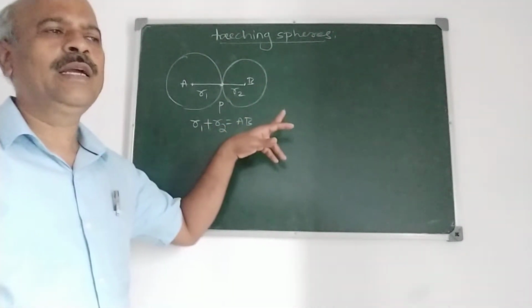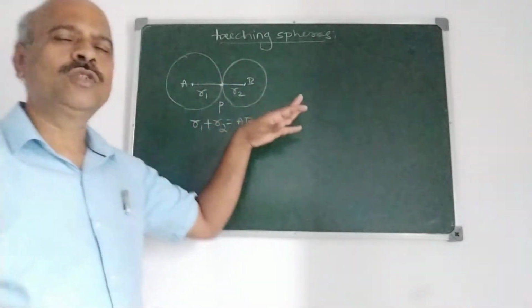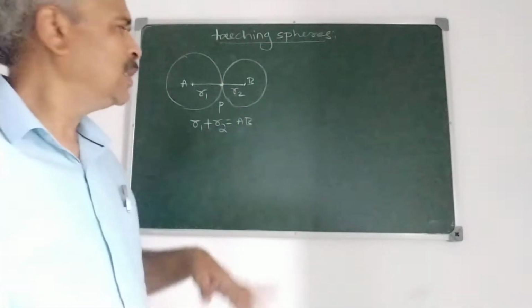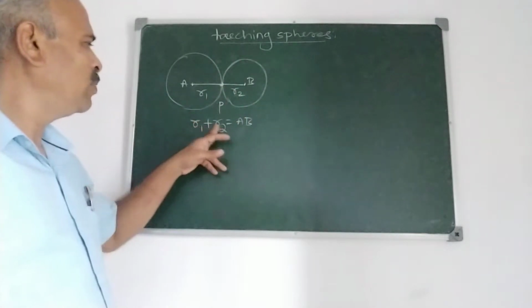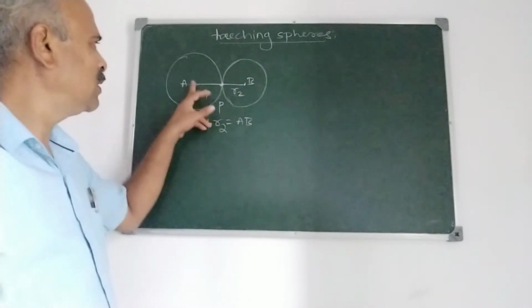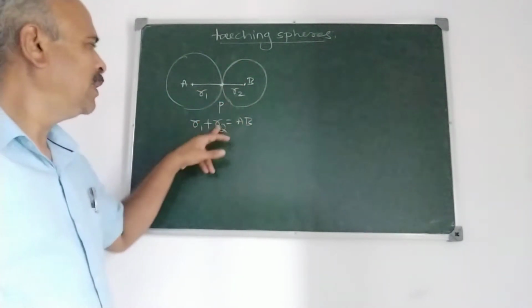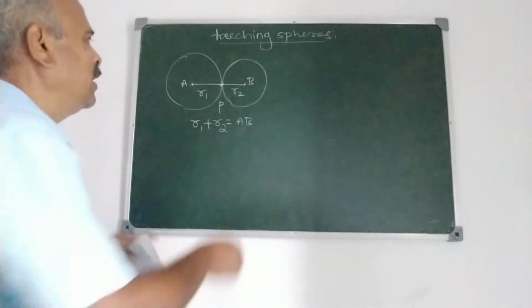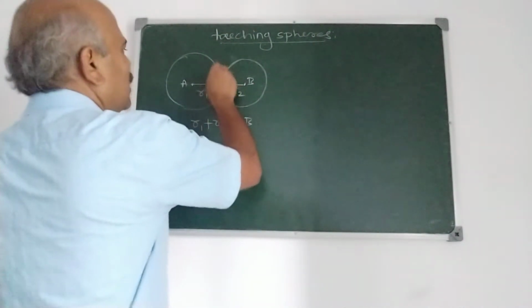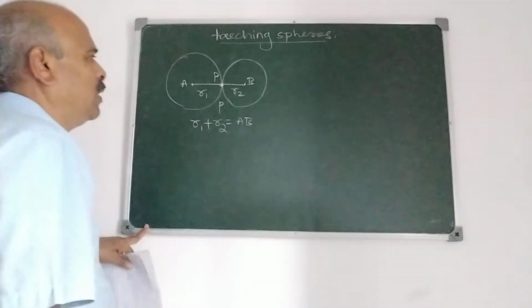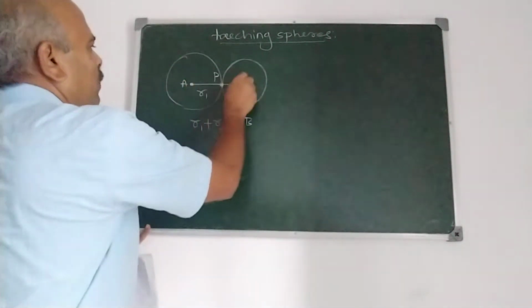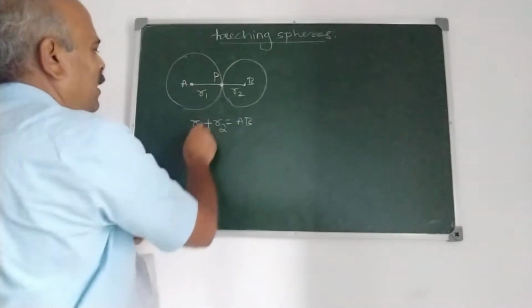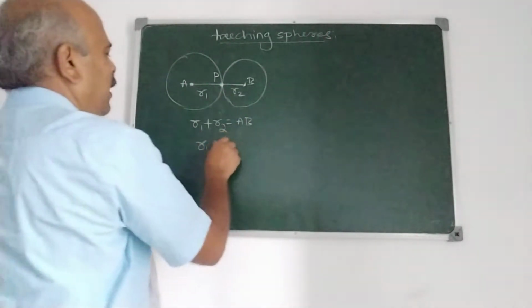What do you mean by analytically? Analytical means we use algebra here to study this. See, we find out the radii of the two spheres. If the sum of the radii of the two spheres is the distance between the centers, then they touch each other externally. And how do you find this point P? This point P divides AB in the ratio of their radii.